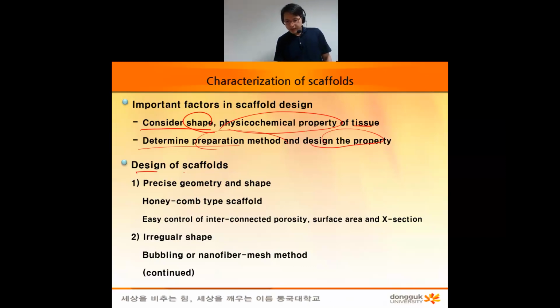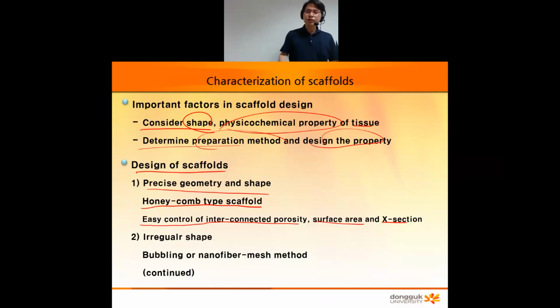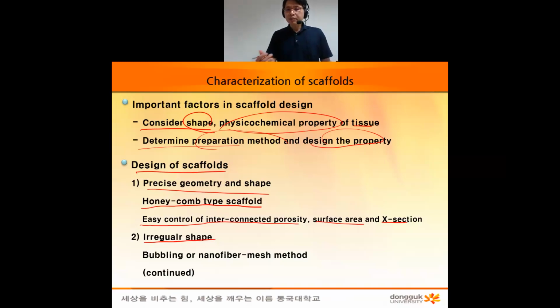When we design scaffolds, precise geometry and shape is required. In this case, a honeycomb type scaffold is utilized. It is easy to control the interconnected porosity, surface area, and cross sections in honeycomb type scaffolds. That's why this scaffold is utilized for precise geometry and shaped scaffolds. There also exist irregular shaped scaffolds. They are obtained by the bubbling method or nanofiber mesh methods.